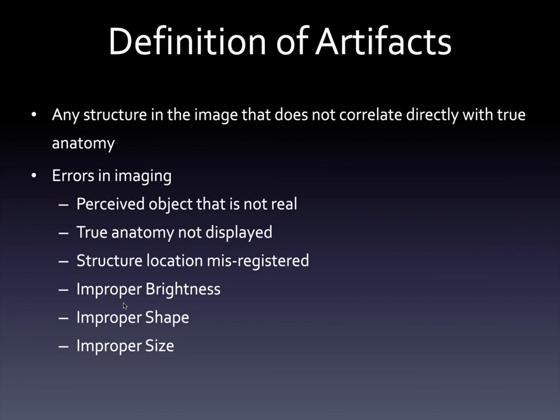So in terms of the definition of artifacts, I'm so sorry, I'm trying to present on one screen today, so I have to move things around. An artifact is any structure in an image that does not correlate directly with true anatomy: errors in imaging that are a perceived object that is not real, sometimes the true anatomy is not displayed, or a structural location that is misregistered, so it's supposed to be over there but it's here. I'm going to show some examples. There are also structures that have improper brightness, improper shape, or improper size.